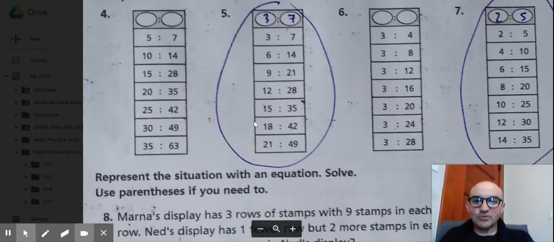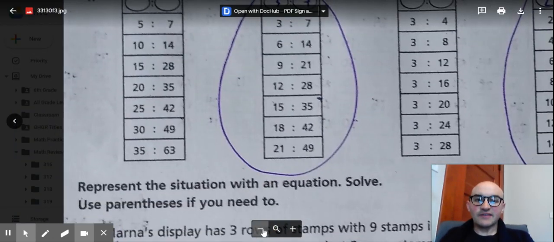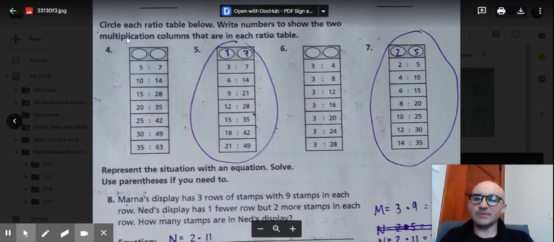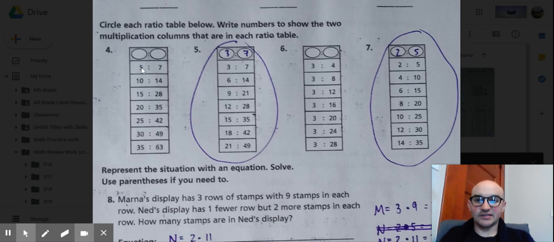Okay, numbers 4 through 7. I think the instructions on this worksheet are maybe not the best instructions. What you do is look at the ratio tables. The reason I didn't circle number 4 is, take a look: 5, 10, 15, 20, 25, 30, 35. That's multiplying 5 by 1, by 2, by 3, and so on, all the way down. Here it's 7 times 1, 7 times 2, but jumps to 7 times 4. Because it skips a step, these ratios aren't consistent all the way down. So this does not qualify.